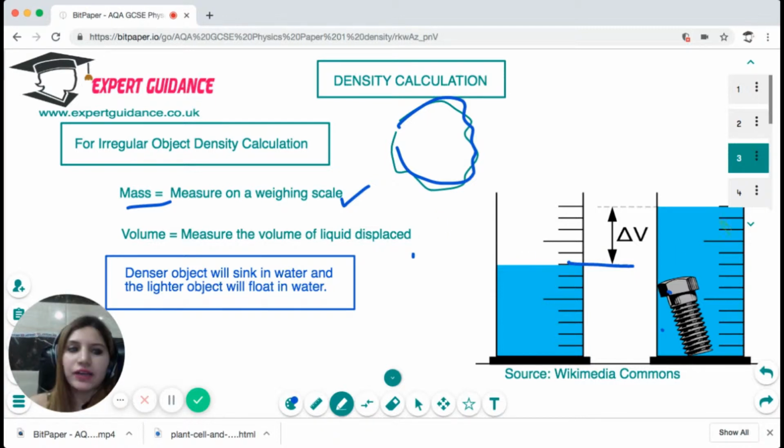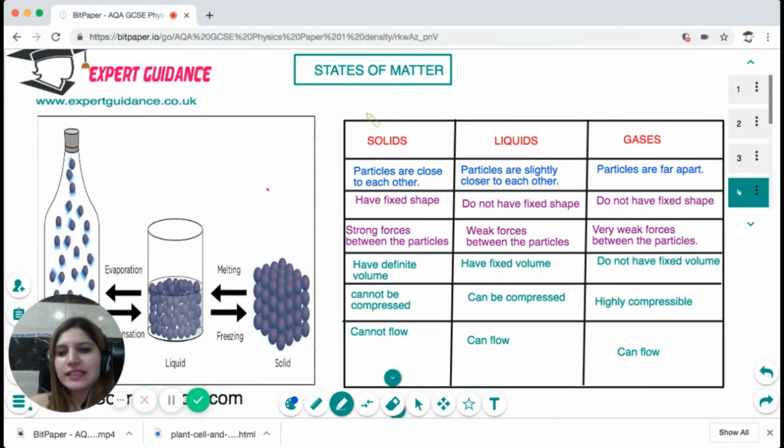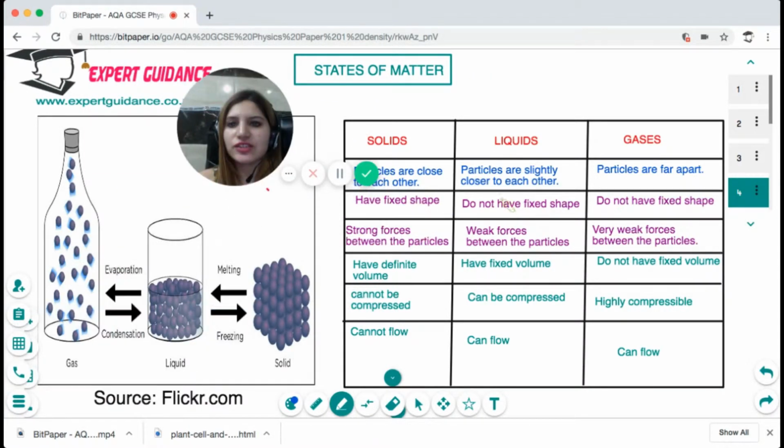So you should know how we measure the density of a regular object and also of an irregular object. Now let us look at what the different states of matter are. This is just a brush up from your chemistry. In a solid, you can see that the particles are very close to each other. In liquids, they are slightly further apart, and in gases, they are a greater distance apart. Solids have a fixed shape, liquids and gases do not have a fixed shape. Solids have strong forces between the particles, liquids have weak forces, and gases have very weak forces between the particles.